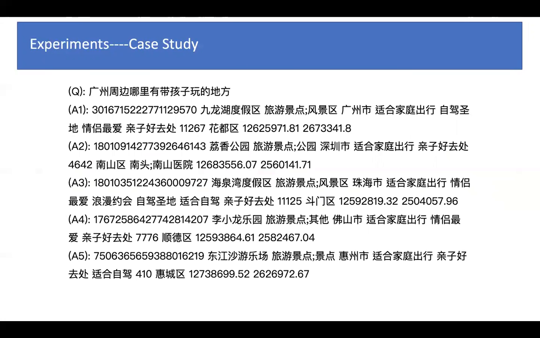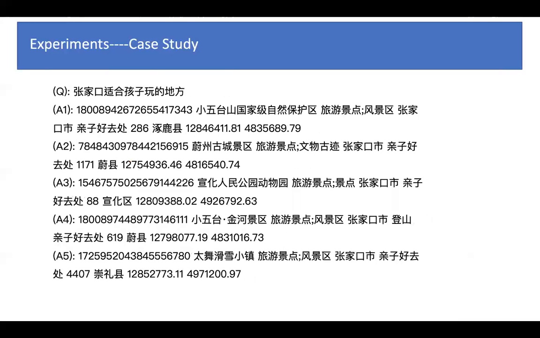Here are some examples of the retrieved results of our model. The question means, where can children go nearby Guangzhou? And as mentioned before, it is a question with PRT. The retrieved results are mainly located in the suburban areas of Guangzhou and some cities close to Guangzhou. In this example, the question means the places for kids to go in Zhangjiakou. Since the question does not contain PRT, the retrieved results are all located in Zhangjiakou.